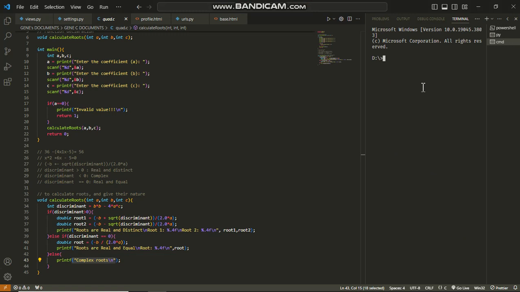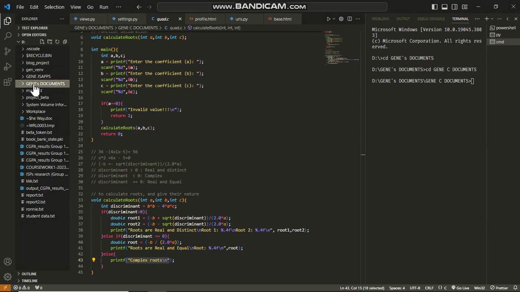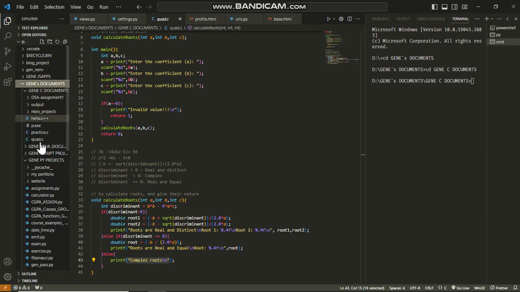So let me first go to the library, documents. Yeah, so now I'm entering the directory of my C program file. As you can see, it's under Gene documents and under Gene C documents, and it is here.